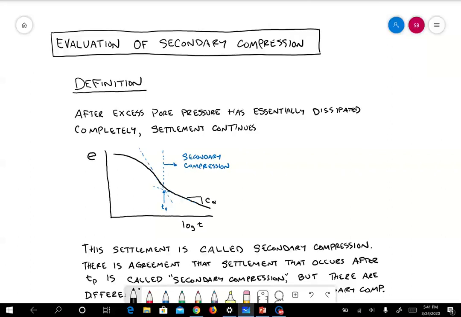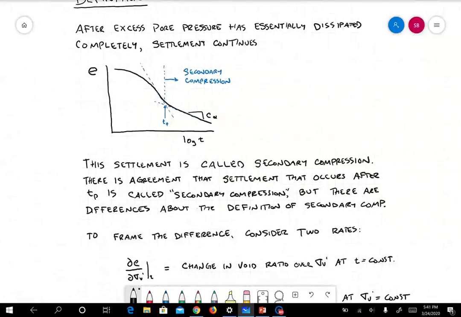Where things get to be a little bit more challenging is in this region here, when primary consolidation is happening. Does secondary compression happen at the same time? Or are those really distinct regions in time that are separated by this time at the end of primary consolidation, t sub p? So, okay, everybody agrees that settlement that occurs after tp is called secondary compression. So if you call this the secondary compression region, you're definitely going to be correct. But there are differences in the definition.